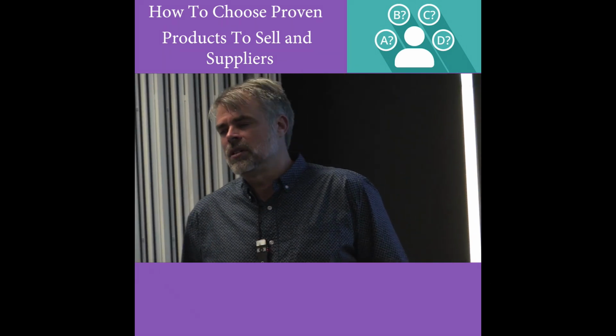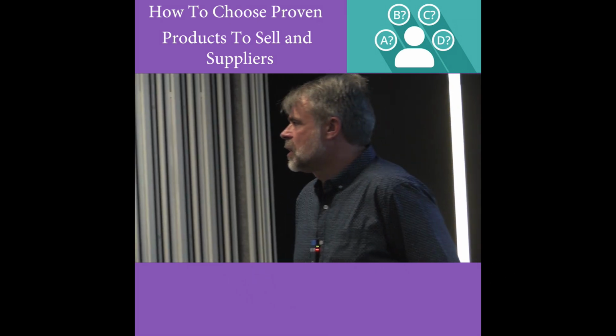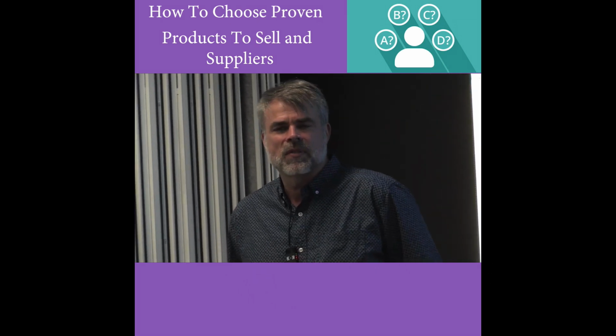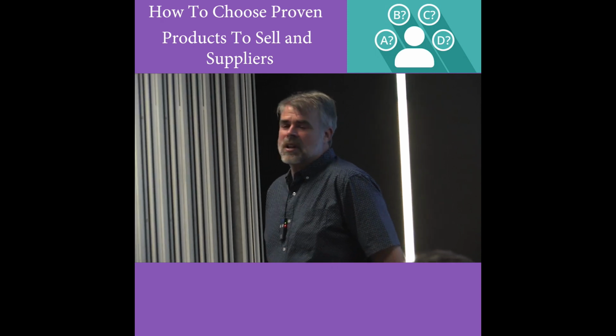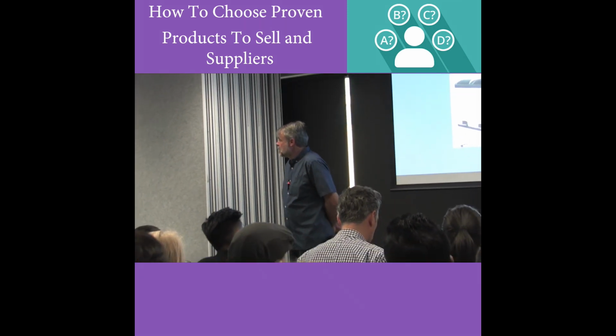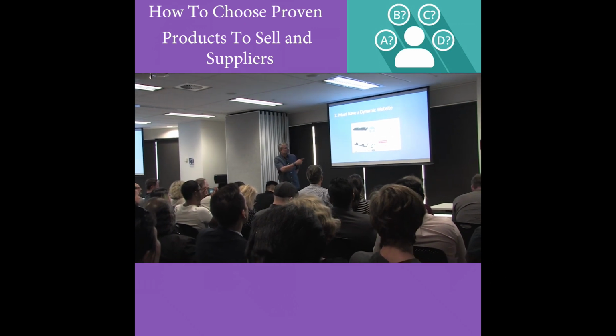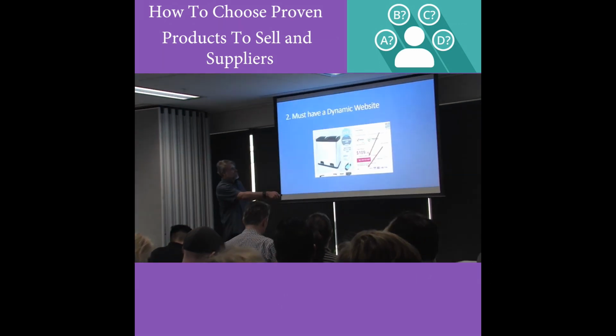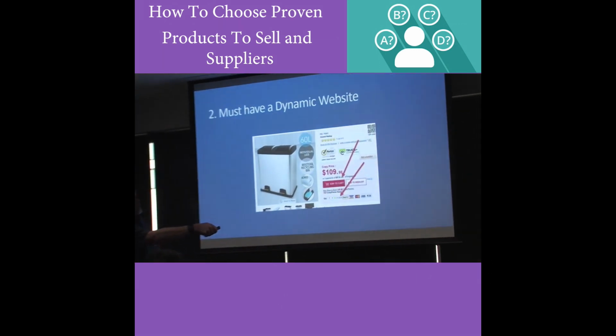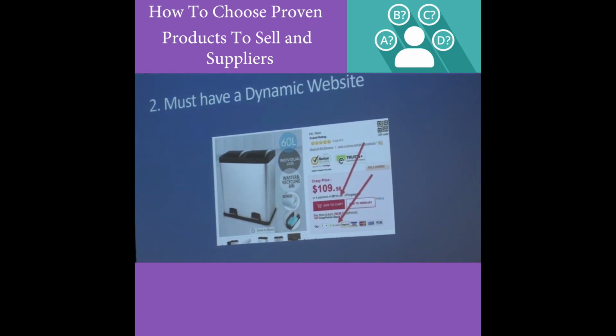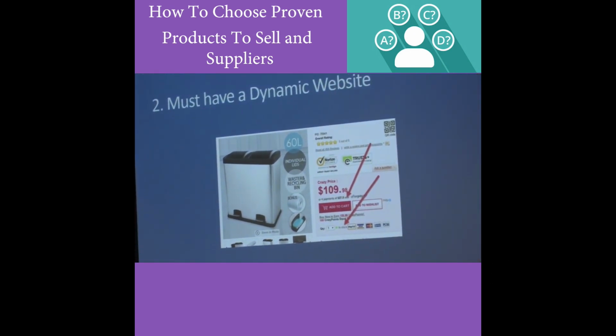Whenever I'm looking at people's businesses, trying to work out if anything's gone wrong with them, this is one of the biggest errors they make. So here we go. Must have a dynamic website. We discussed this. This is Crazy Sales. Crazy Sales shows in stock. Also shows add to cart. So we know that it's a dynamic site.